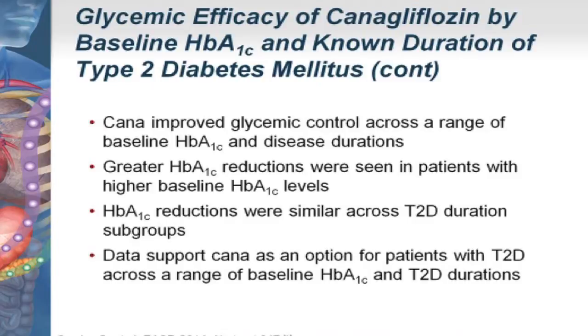So the conclusion from the study authors was that Cana improved glycemic control across a range of baseline A1Cs and disease durations. You saw greater A1C reductions in patients with higher baseline A1Cs. And that data supports Cana as an option for patients with type 2 diabetes across a range of both baseline A1Cs and type 2 diabetes duration.